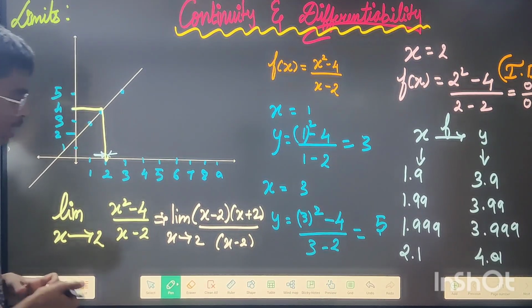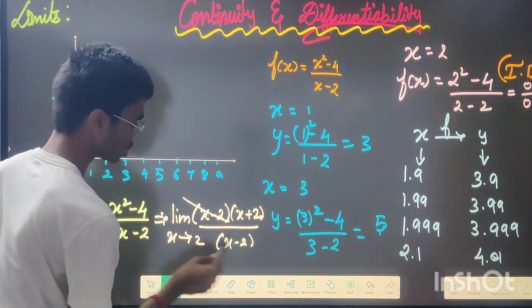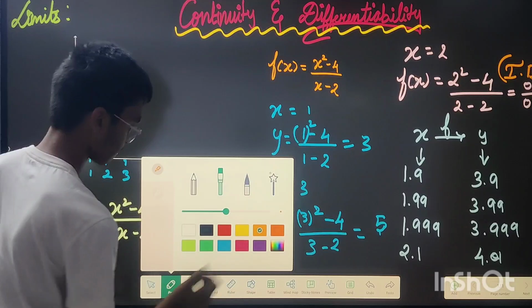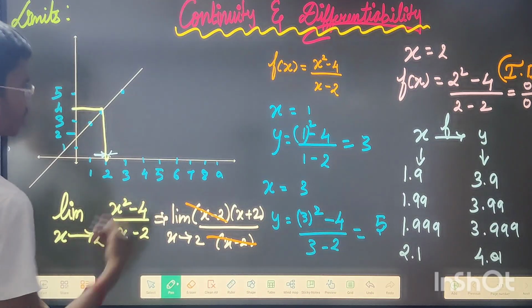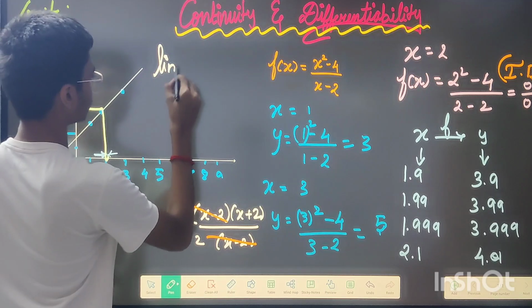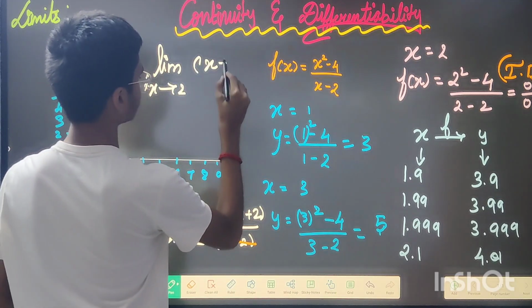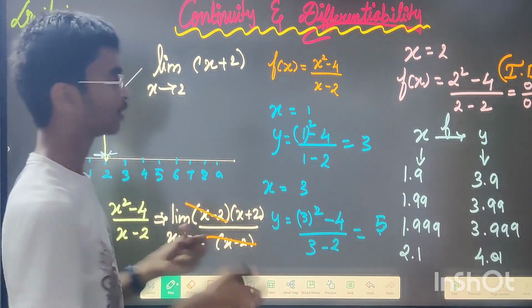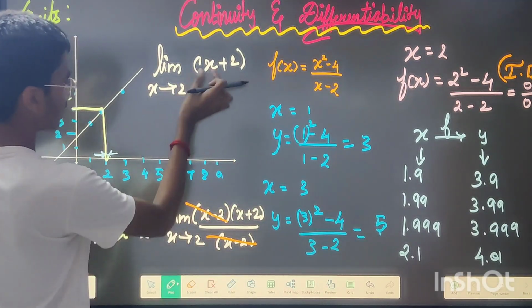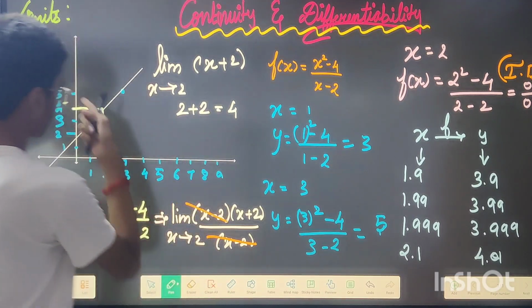Okay, so like this you can express it, right? So this one and this one can be cancelled out. Which one and which one? This one and this one can be cancelled out. Then what you will be having is just the limit as x approaches 2 of x plus 2. In place of x, if you substitute 2, then that will be 2 plus 2, which will be 4. Okay, that is what 4 is.